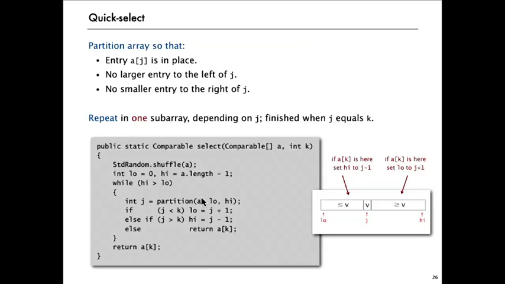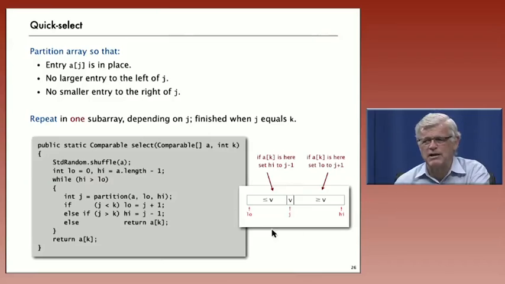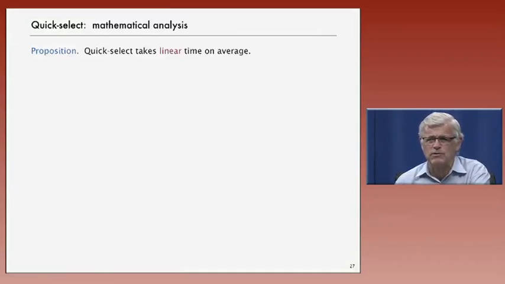You could do it with a recursive call, but this just does it by resetting the values of the parameters. Do one partition, then check whether your kth element is going to be in the left part or the right part. Reset low or high accordingly. If it's equal, then you found it and you return it, and you keep going until you get to a point where you have only one element. That's a quicksort-like implementation solving the selection problem. Notice again that it depends on the random shuffle at the beginning. That's going to be important for performance.